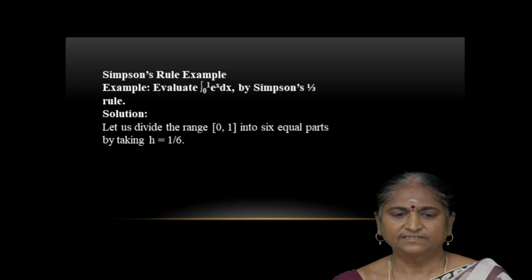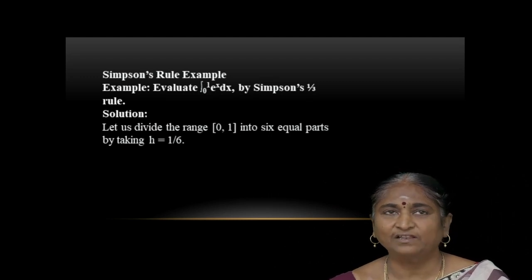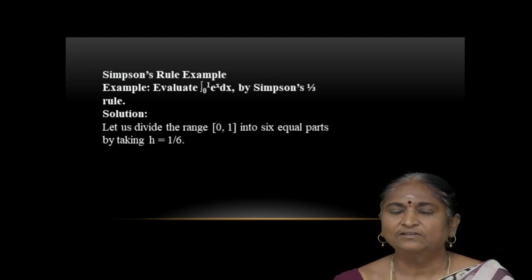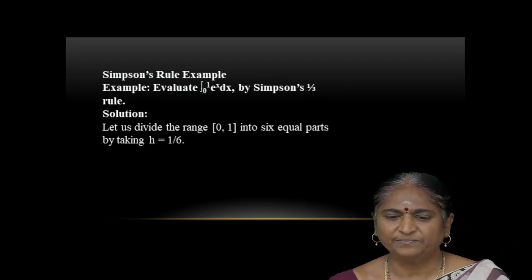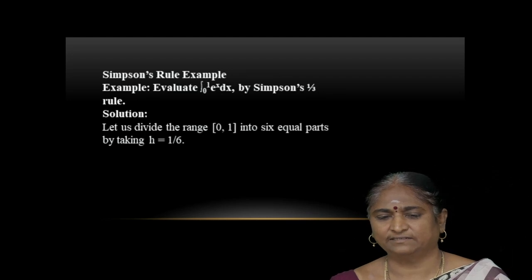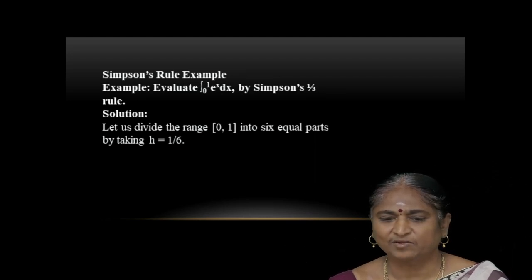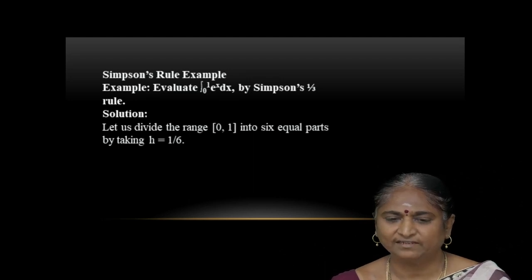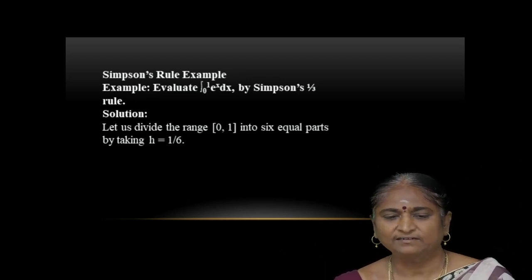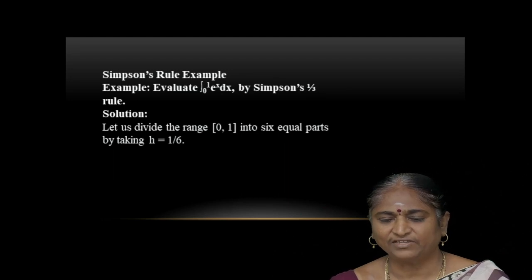Now we are going to see an example problem using Simpson's rule. Evaluate the integral from 0 to 1 of e power x dx by Simpson's 1 by 3 rule. By ordinary integration we can also solve this problem, but here we are going to find the approximate value of the integral, so we apply a numerical method.